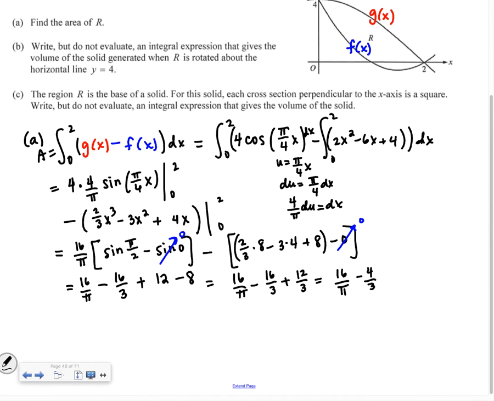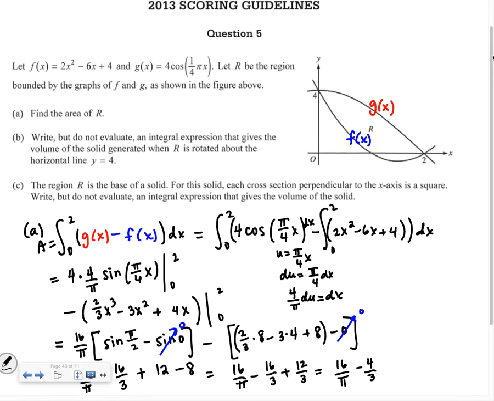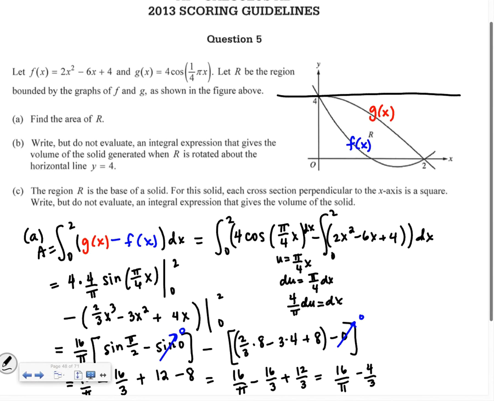Long one, right? Now, luckily, the next one says write but do not evaluate, as does letter C. So that's always nice. So B. It says write but do not evaluate an integral expression that gives the volume of the solid generated when R is rotated about the horizontal line y equals 4. Okay, so here's the line y equals 4, and we're rotating around it. So since this is like an x-axis line, we're going to integrate everything in terms of x, right? We're going to have dx.